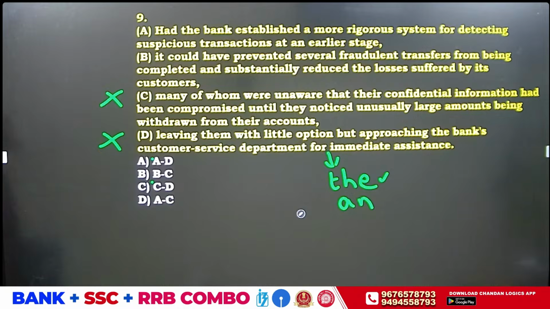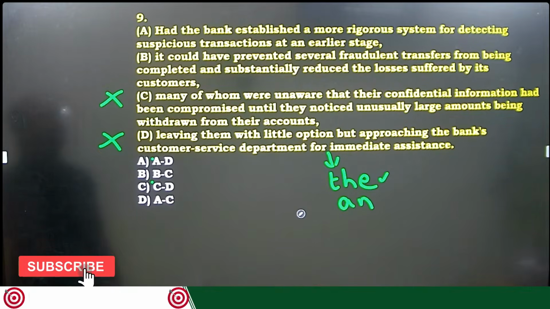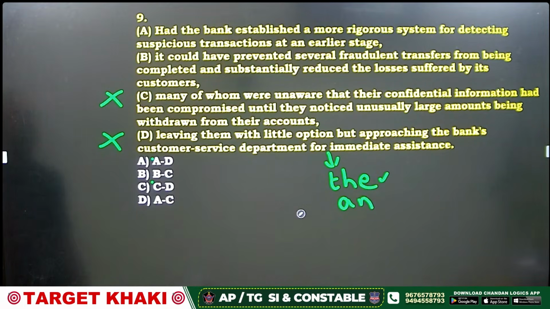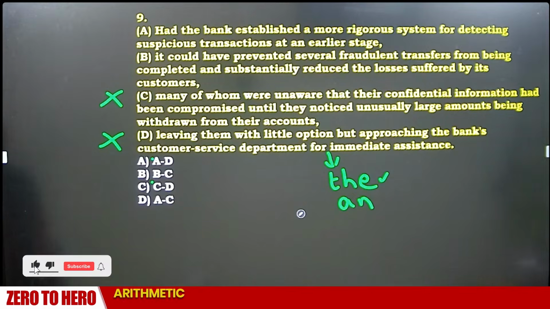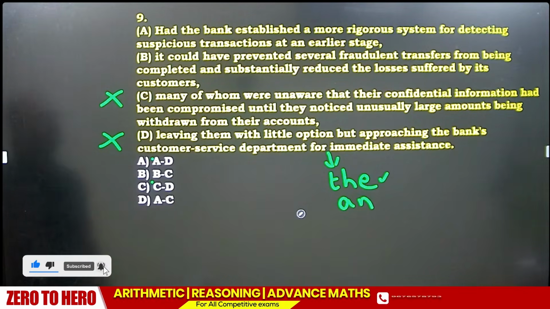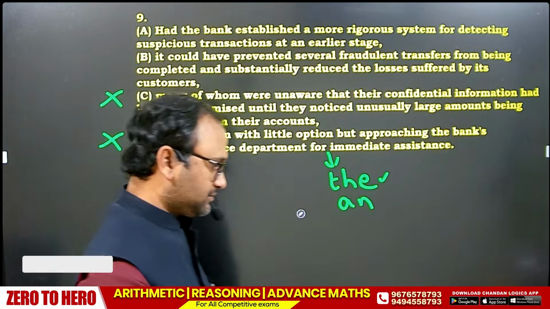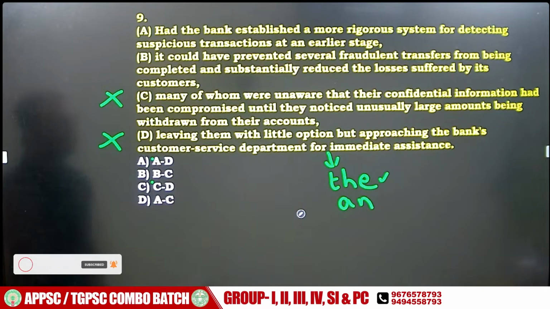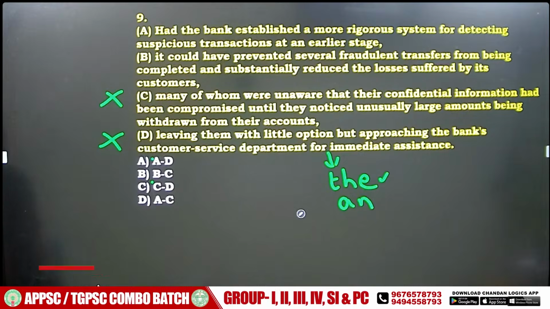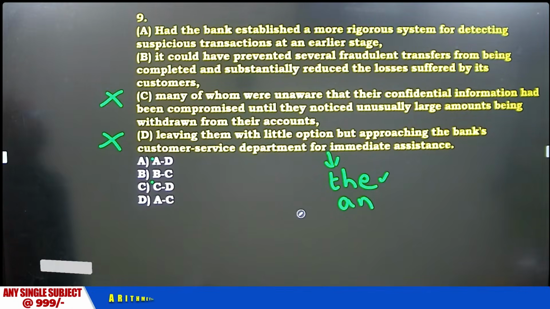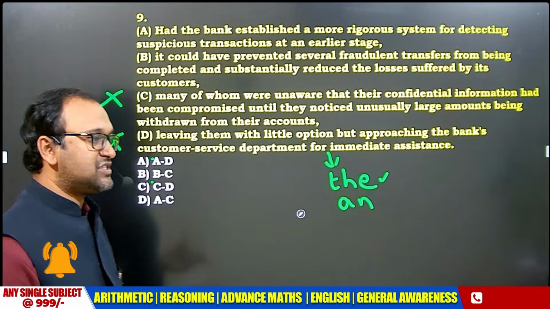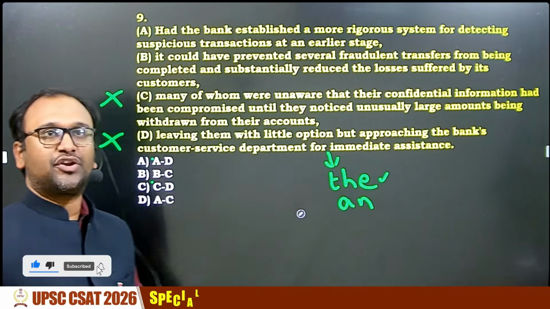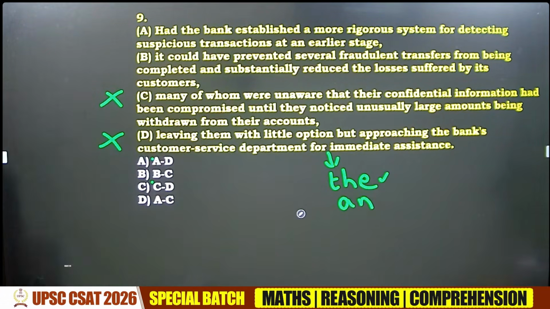What is the problem in the C option? So customers, many of whom were unaware that their confidential information had been compromised. Means confidential information is gone until they noticed. See here. Confidential information had been compromised until they noticed unusually large amounts being withdrawn from their accounts. Lots of customers were shocked because suddenly large amounts from their accounts were withdrawn by somebody. Now they started running to the banks.